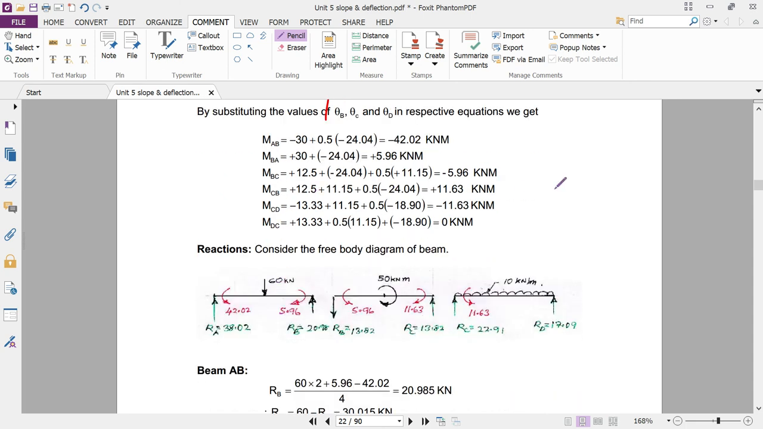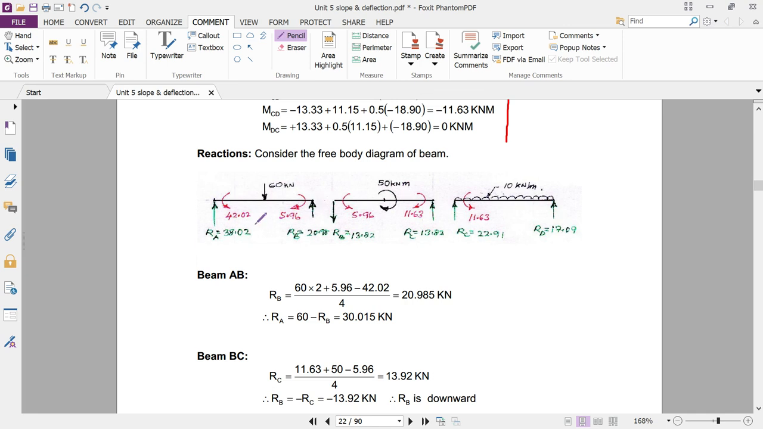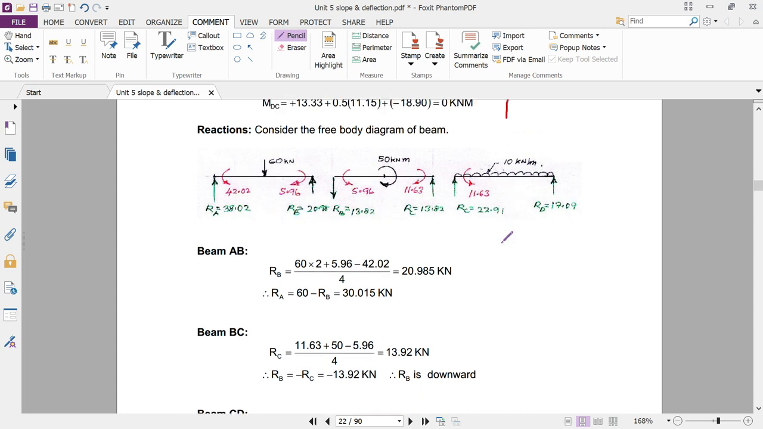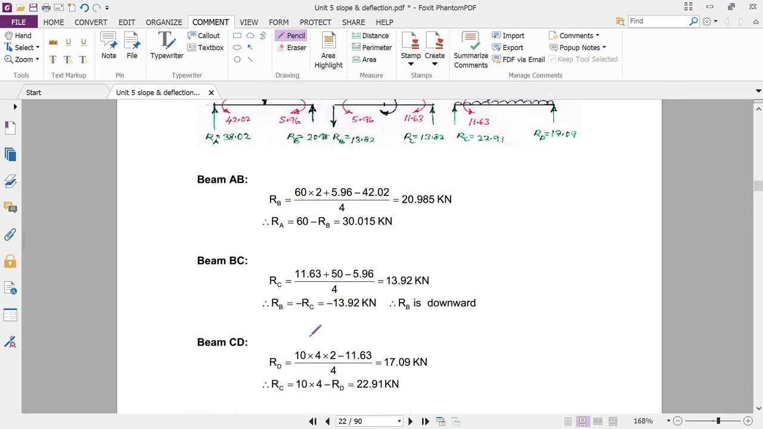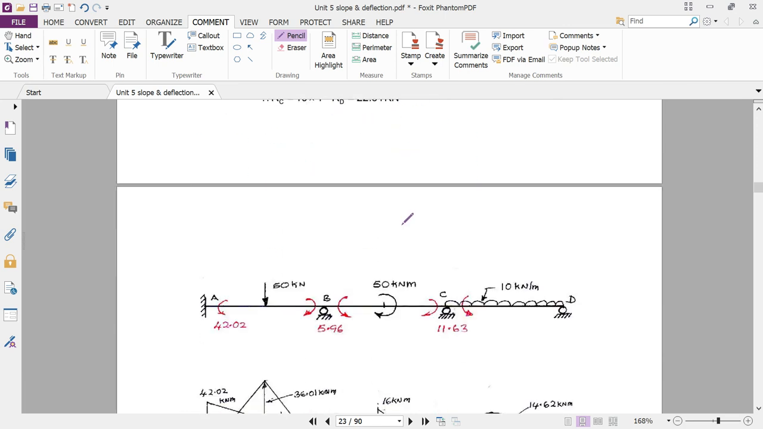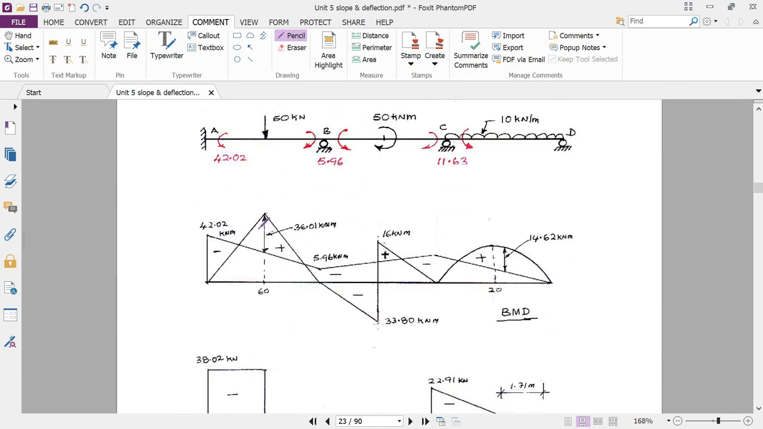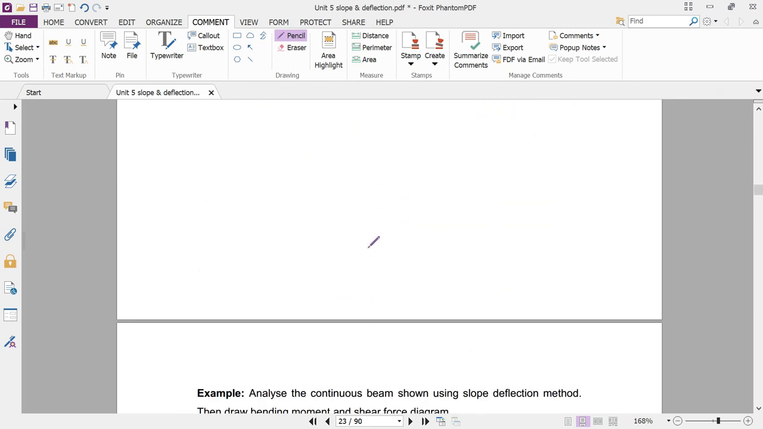Once you get the final moments, you plot the bending moment diagram and shear force diagram. The rest of the procedure you know very well. You split the diagram and calculate the reaction components like this. Here the step by step procedure is there, so you can see how these values are calculated, and once you get the answers, you plot the net bending moment and net shear force diagram like this.